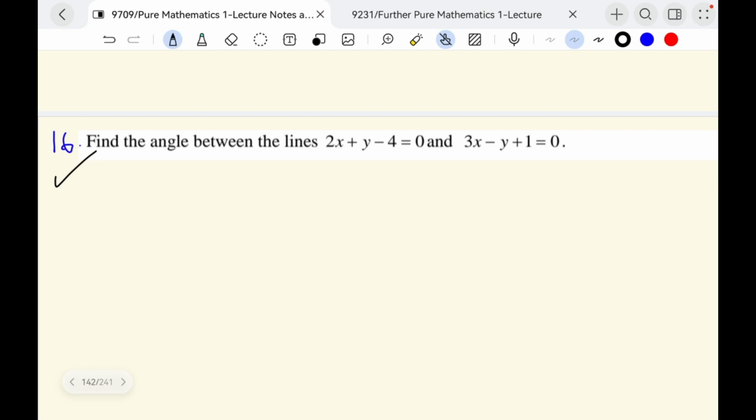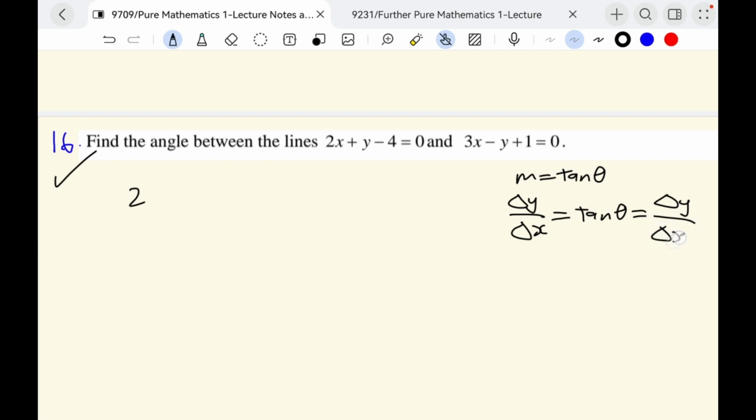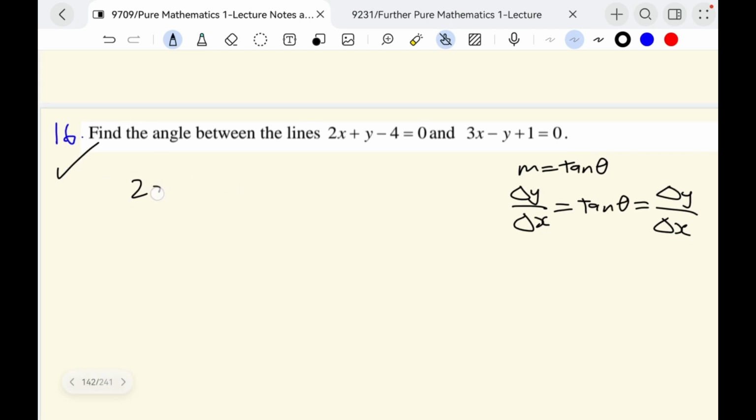Finding the angles by taking its gradient. We know that the gradient is equal to tangent theta, because the gradient is the change of y over the change of x, the same as the definition of the tangent, which is the opposite over adjacent, where the adjacent side only touches the angle. Okay. So what should you do right now? Just rearrange to the form y equals mx plus c, or the gradient form.